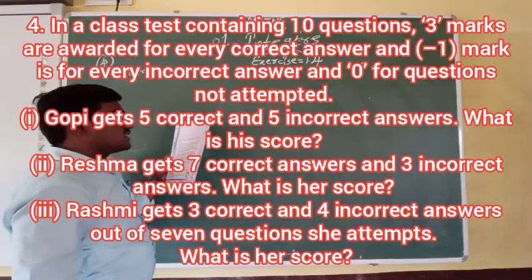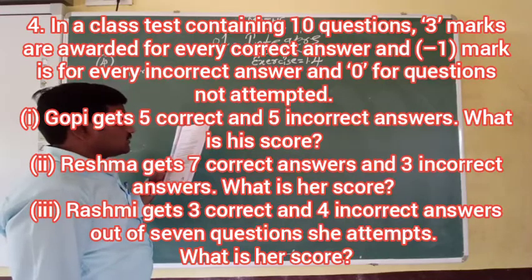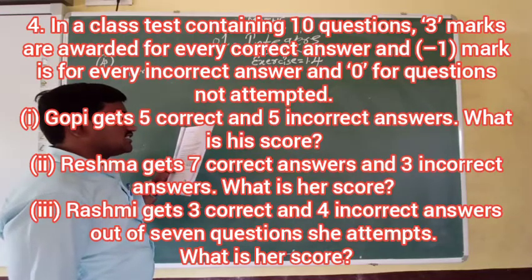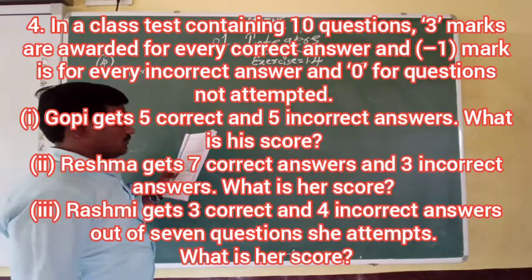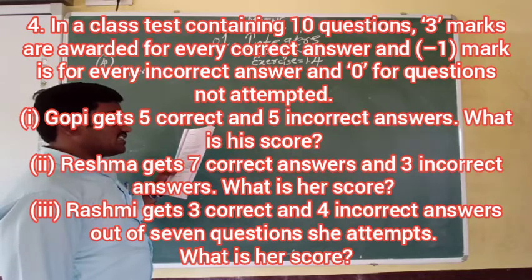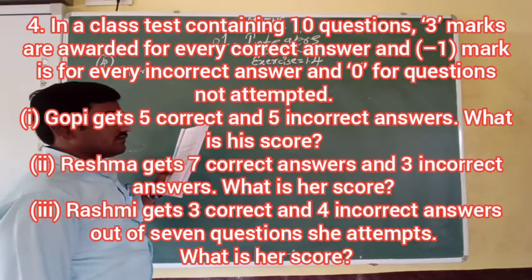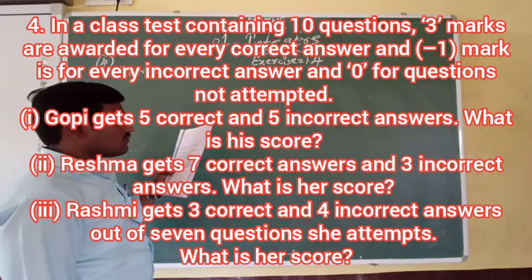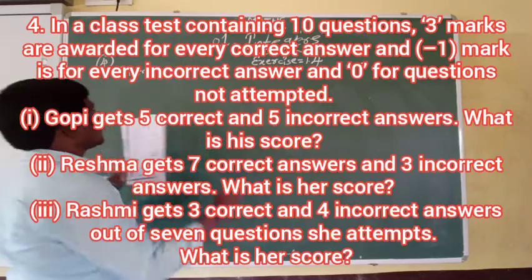Gopi gets 5 correct and 5 incorrect answers. What is his score? The second question: Reshma gets 7 correct answers and 3 incorrect answers. What is her score? Then the third one: Rashmi gets 3 correct and 4 incorrect answers out of 7 questions she attempts. What is her score? These are the 3 questions.